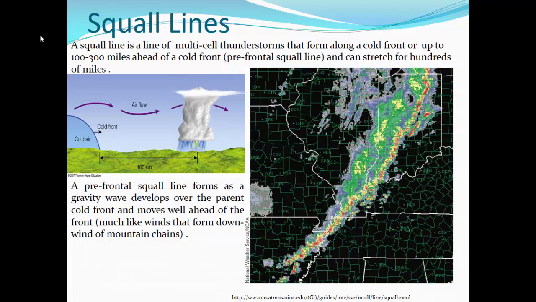This is very similar to what happens when winds blow up and over a mountain, and it creates this up and down motion that continues downwind of the mountain. In this case, the wind blows over the cold front, it's lifted up, and as it sinks back down, this wave forms, and eventually at some point out in the very warm, humid air ahead of the cold front, enough of an upward motion is created that it creates that line of thunderstorms known as the squall line.